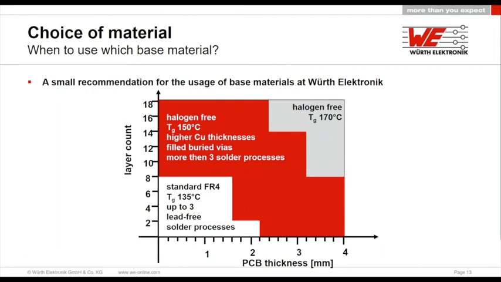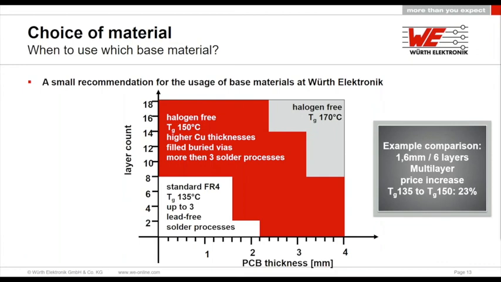If you go to higher layer counts or thicker PCB thicknesses, it might be better for the reliability of the vias, for example, if you use a higher grade material. This is due to the different CTEs of the material. CTE means coefficient of thermal expansion. So the material does not expand that much when you switch from a TG135 to a TG150. Therefore, the overall expansion of the material is lower, and the vias are not stressed that much when you look at mechanical stress. But, as always, there is a but.